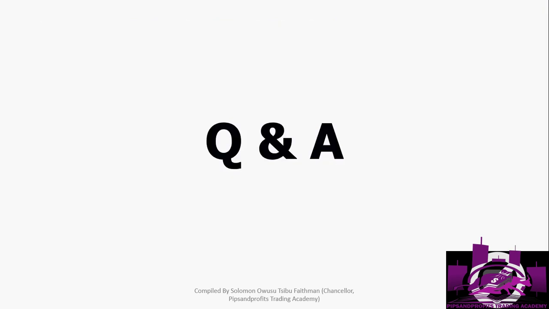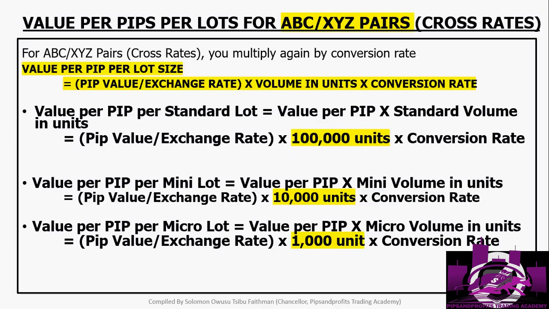Okay, so I'm not taking questions now. Let's go to cross pairs. Now, with the cross pairs, what you do is that the cross pairs are also going to be like the direct pairs, but with the cross pairs, we are going to use the cross conversion rate. So you should know the conversion rate. If you know the conversion rate, you are going to be able to do any calculation over here. So this is the formula.